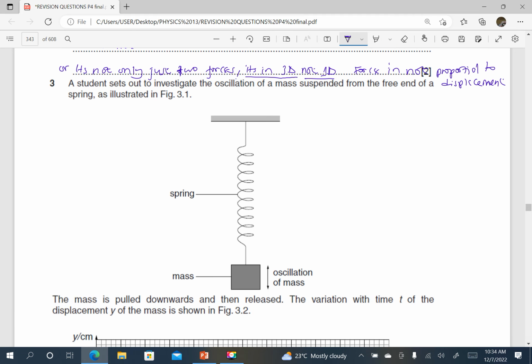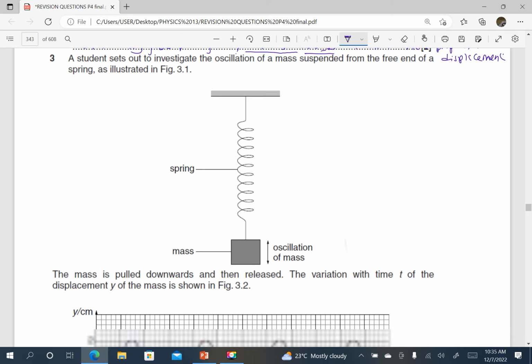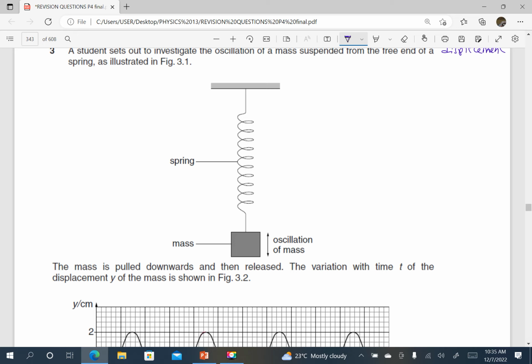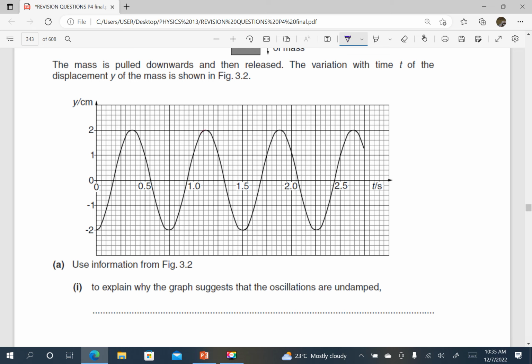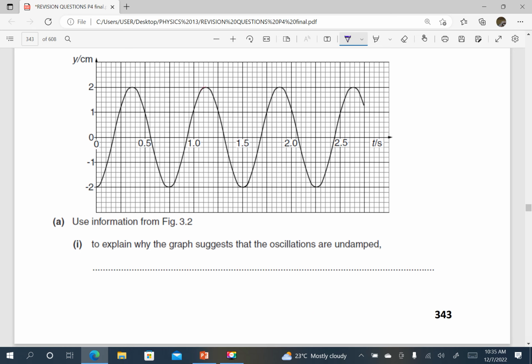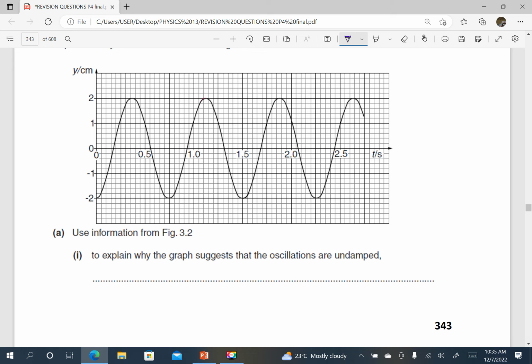A student sets out to investigate the oscillation of the mass suspended from the free end of a spring as illustrated here. The mass is pulled down and then released. The variation with the time t of the displacement y of the mass is shown in the figure. So they've shown us the graph of displacement against time. Use the information from figure 3.2, which is the graph, to explain why the graph suggests that the motion is undamped. They are not damped.